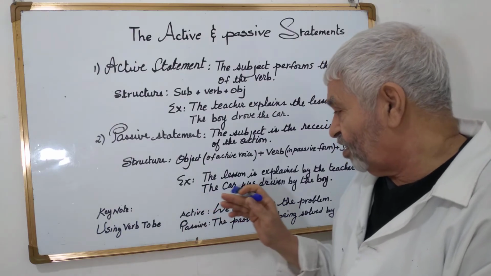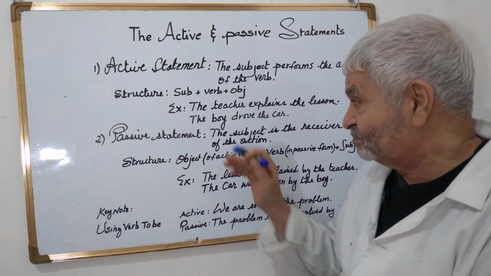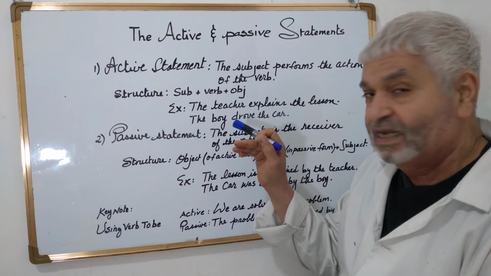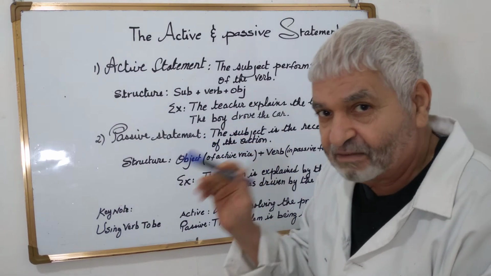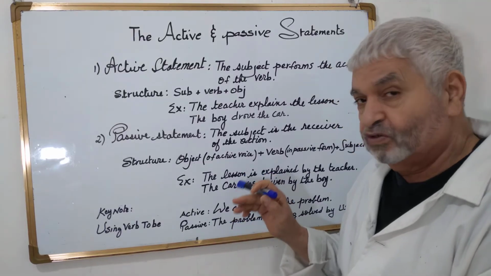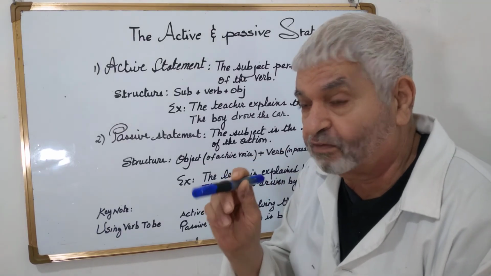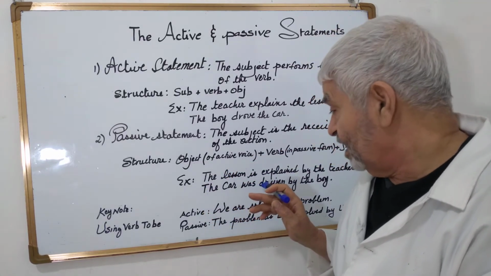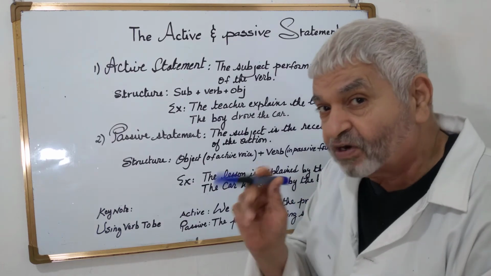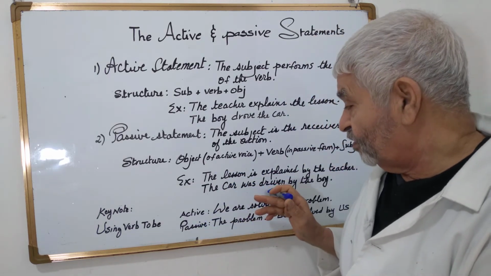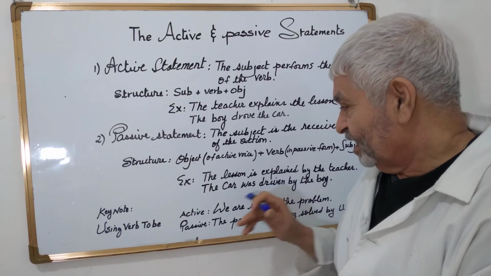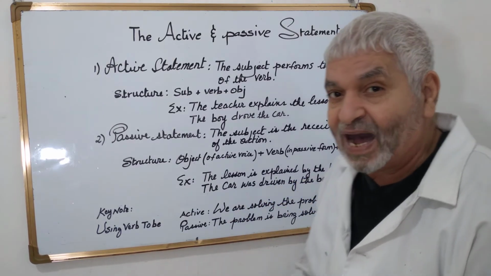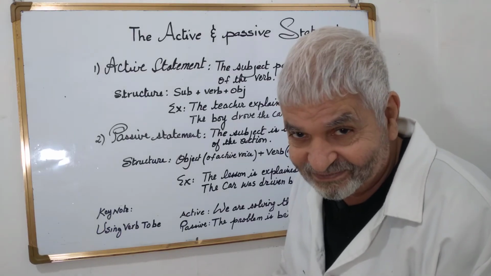The second one, the car was driven. We say was because the active statement here is drove. It's in the past. Here we use the past of the verb to be, which is was, and then we use the past participle of the verb of action, which is driven. The car was driven by the boy.